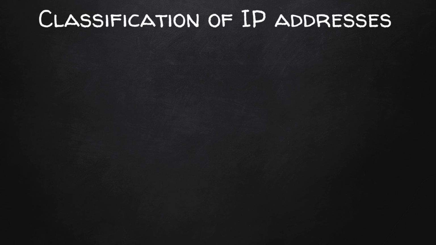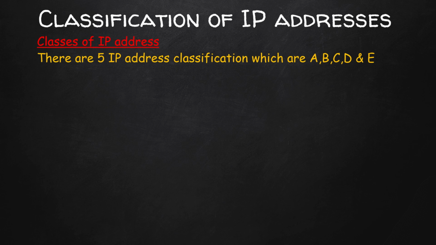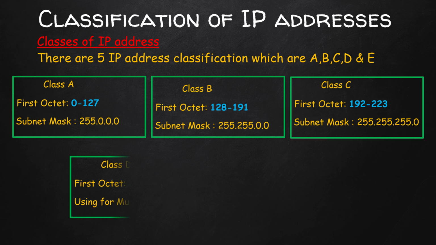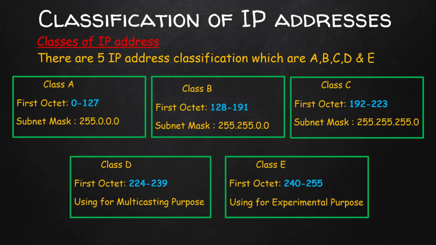Now let's see the classification of IP addresses. There are 5 classes: A, B, C, D and E. Class D IP addresses are used for multicasting, and class E IP addresses are used for experimental purposes. So we normally do not use class D and class E in the production environment. What we use are class A, class B and class C IP addresses.